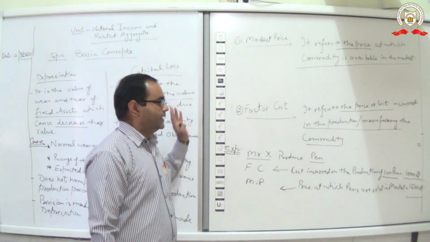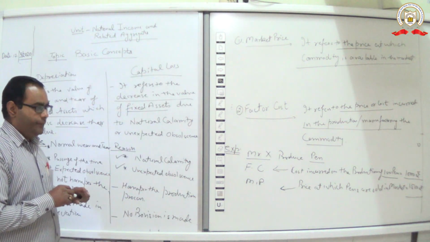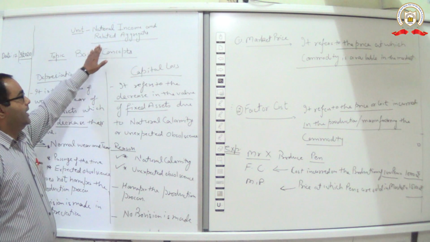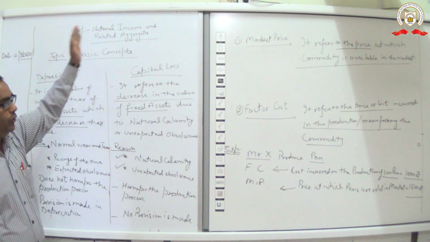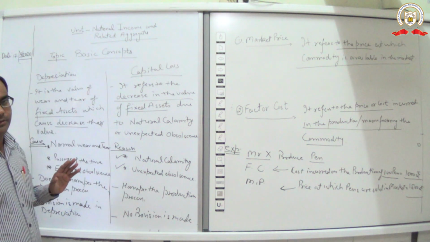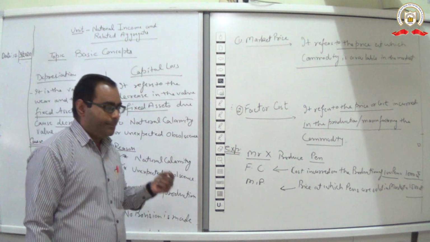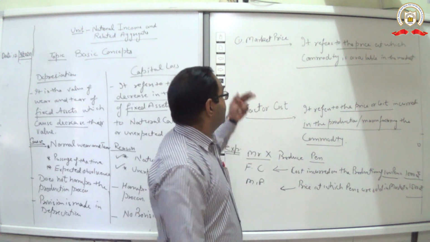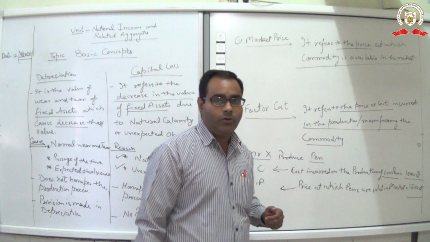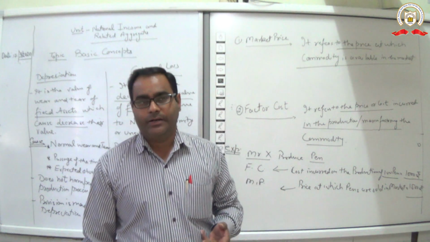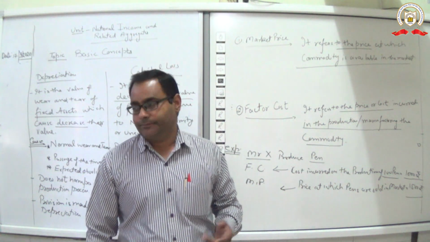So these are the basic concepts. If we have to discuss the aggregates, we have to go through this entire concept. The first is depreciation, next is market price, factor cost, gross investment and net investment.